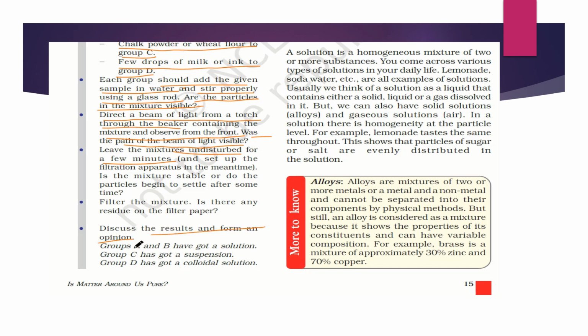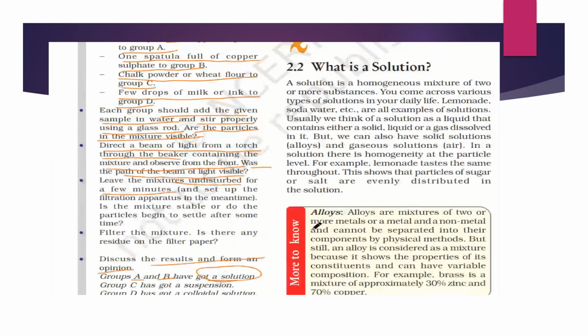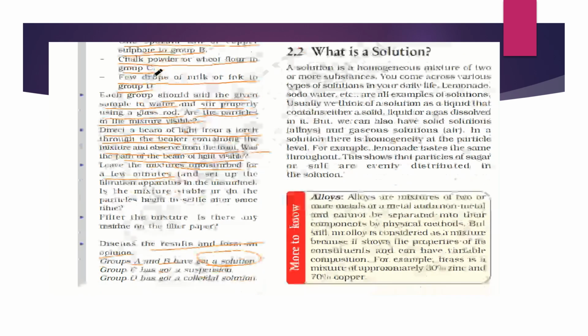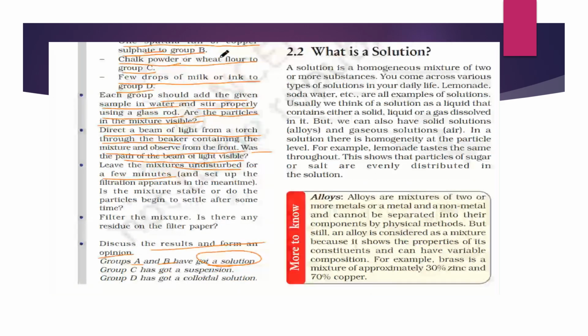Now group A and B have got a solution. So we can say that group A and B were given a few crystals of copper sulfate and a spatula full of copper sulfate. So they got a solution. Group C were given chalk powder and wheat flour. So what have they got? They have got a suspension. And group D, in which a few drops of milk or ink were given, have got a colloidal solution.